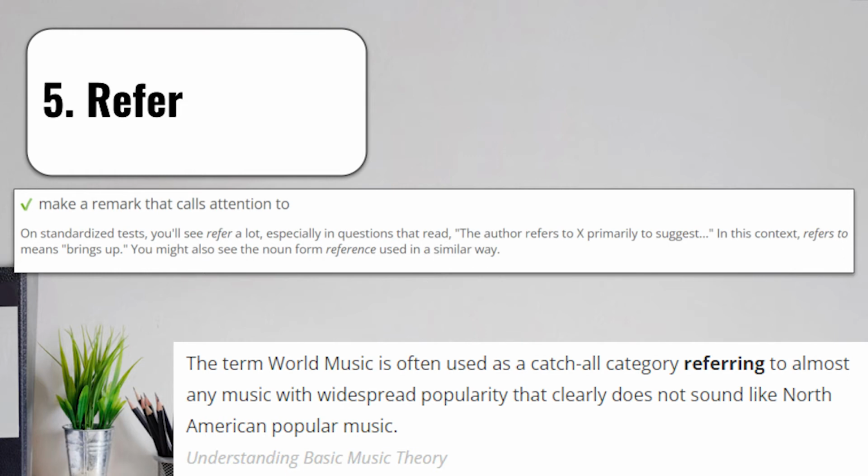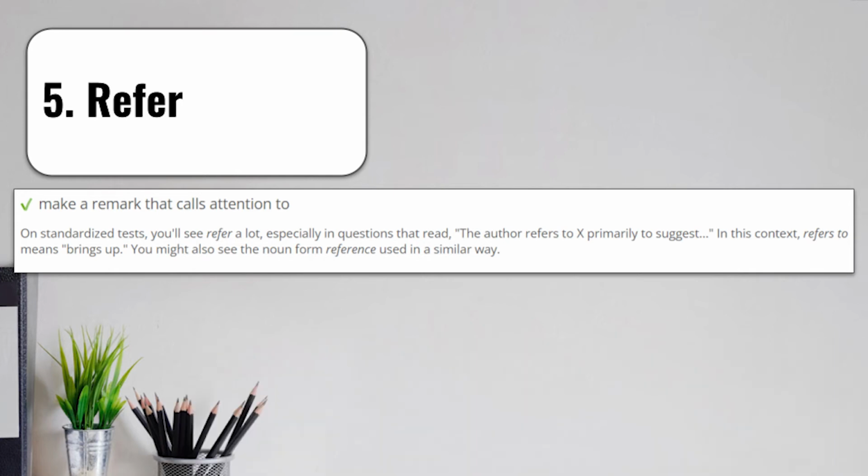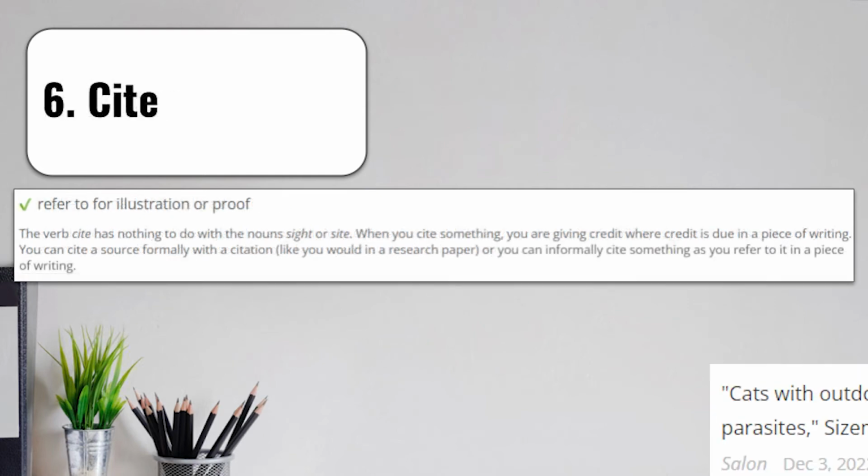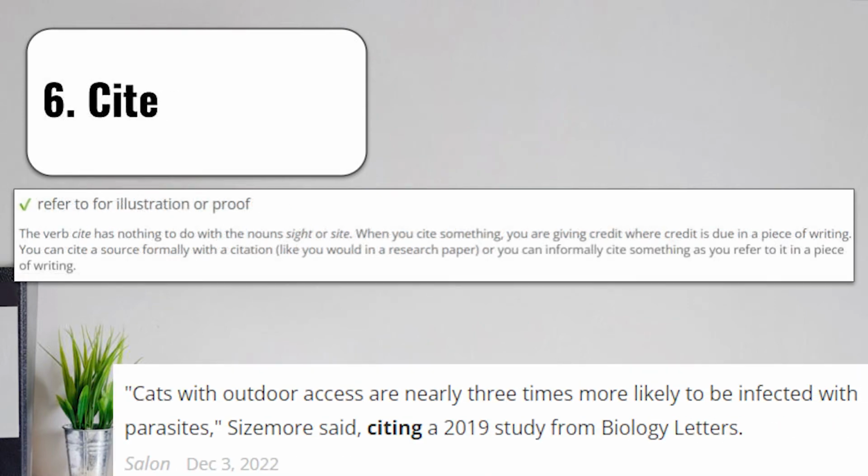If you're asked what they're referring to, you're being asked what they're talking about or what they're bringing attention to. What are they saying is important? Term number 6 is cite with a C. Cite means to refer to for illustration or proof.